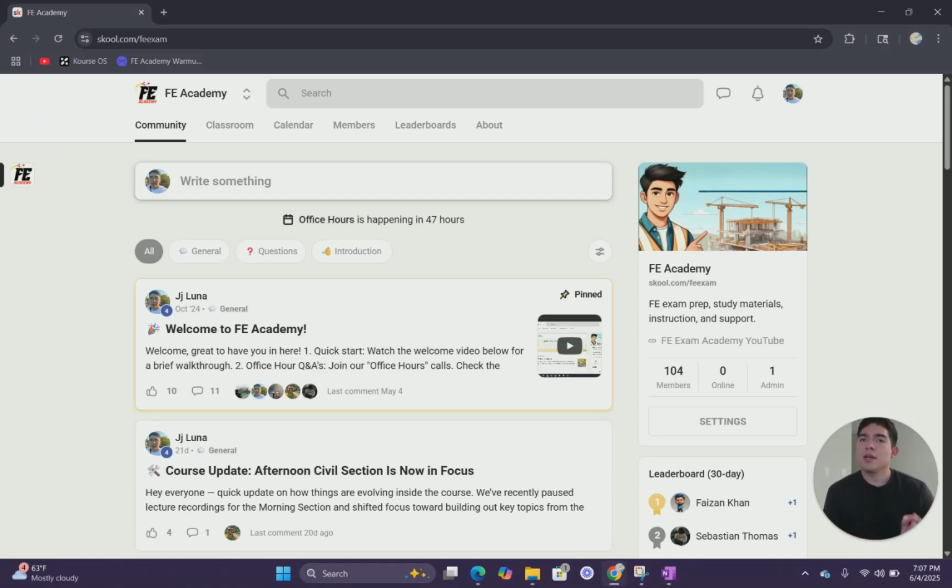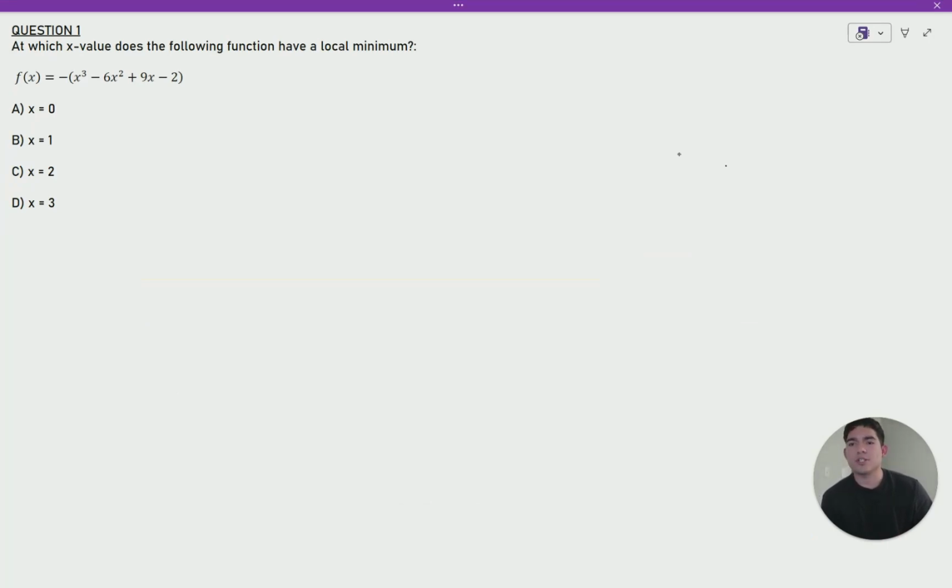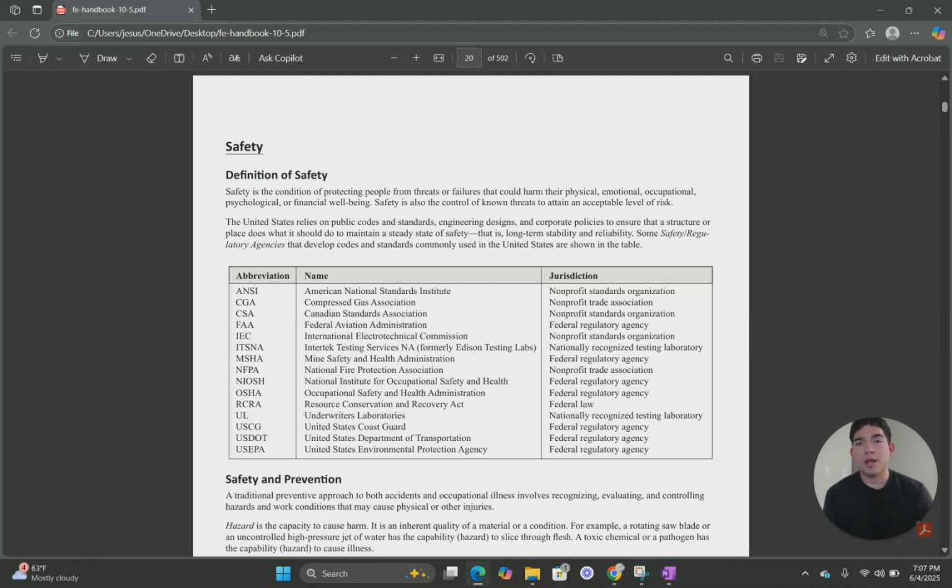That being said, let's go ahead and get started. So in this case, we have a question that says, at which x value does the following function have a local minimum? So the first thing that we're going to do is go to the FE reference manual. I'm going to have it open right here.